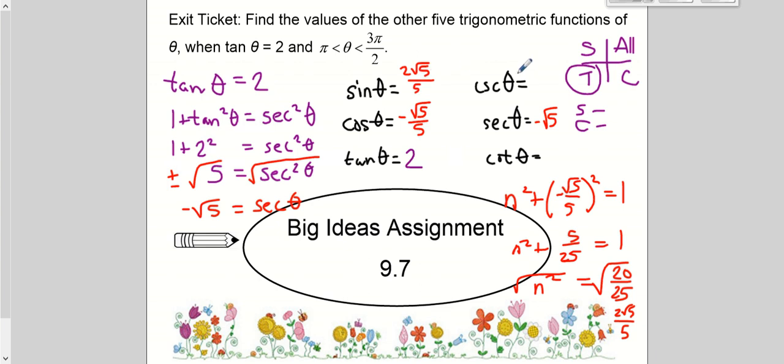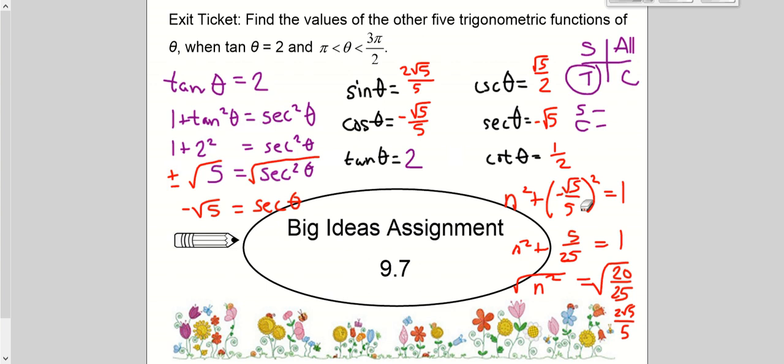Which gives us then our cosecant. Flip it over, 5 over 2 rad 5, but multiply by rad 5 over rad 5. So we get 5 rad 5 over 10, which is rad 5 over 2. And the reciprocal of 2 is 1/2. Okay, that's finding all this using those Pythagorean identities.